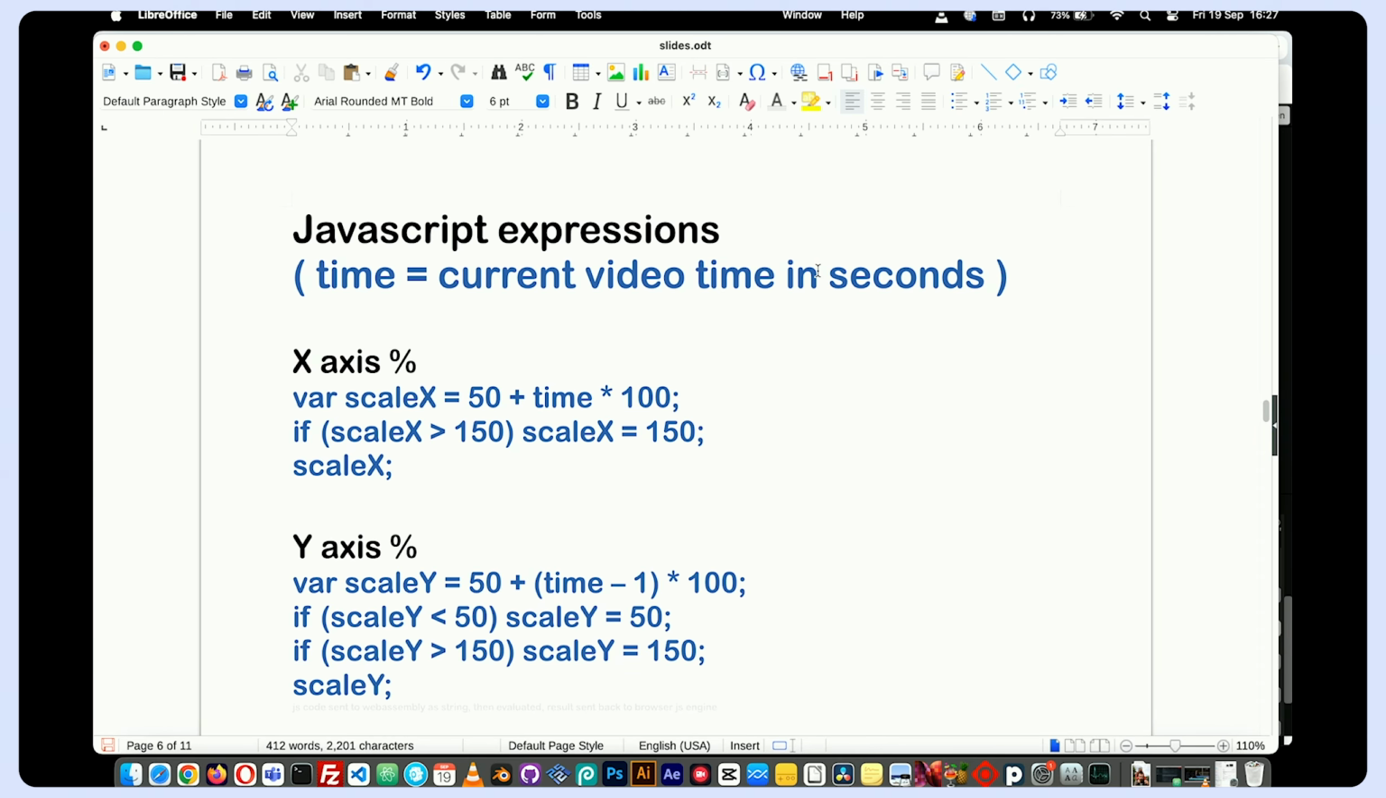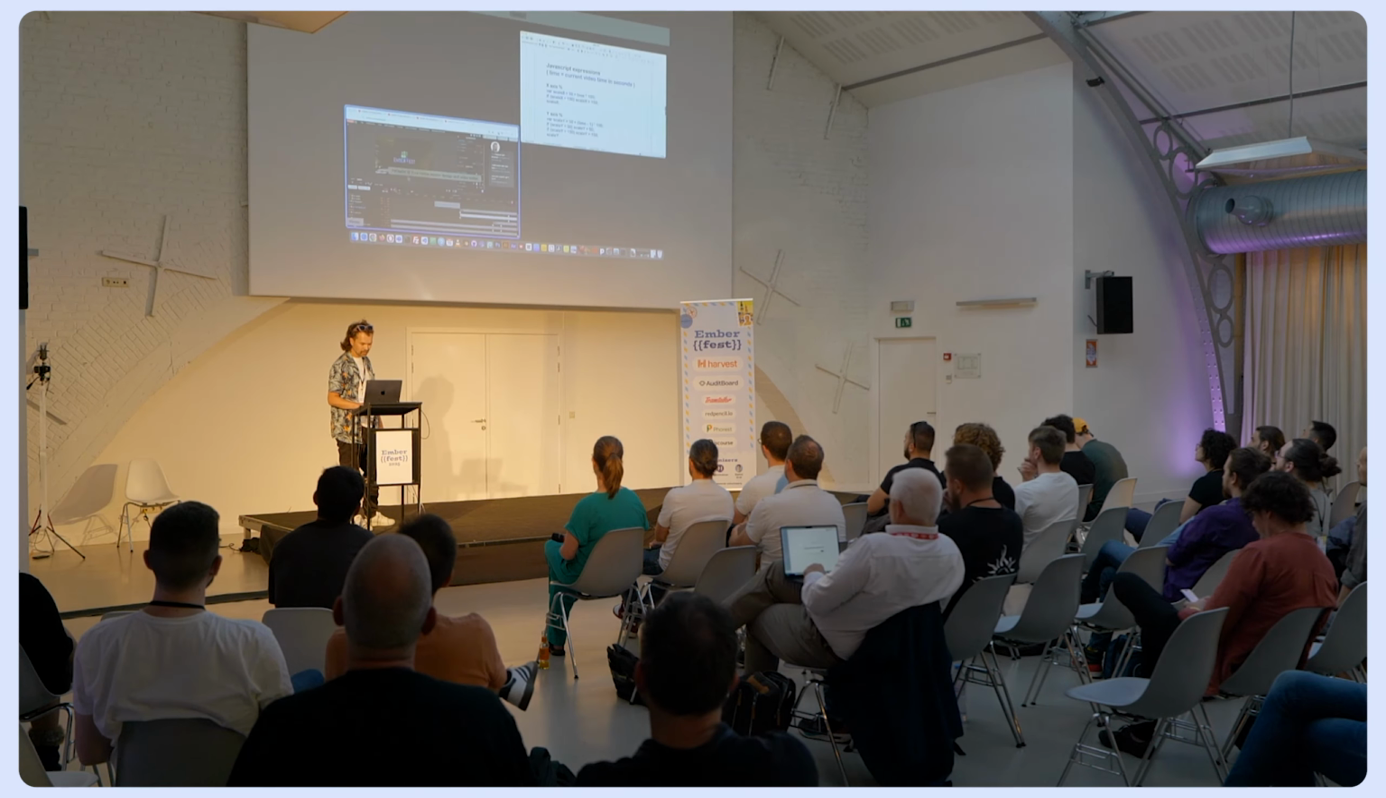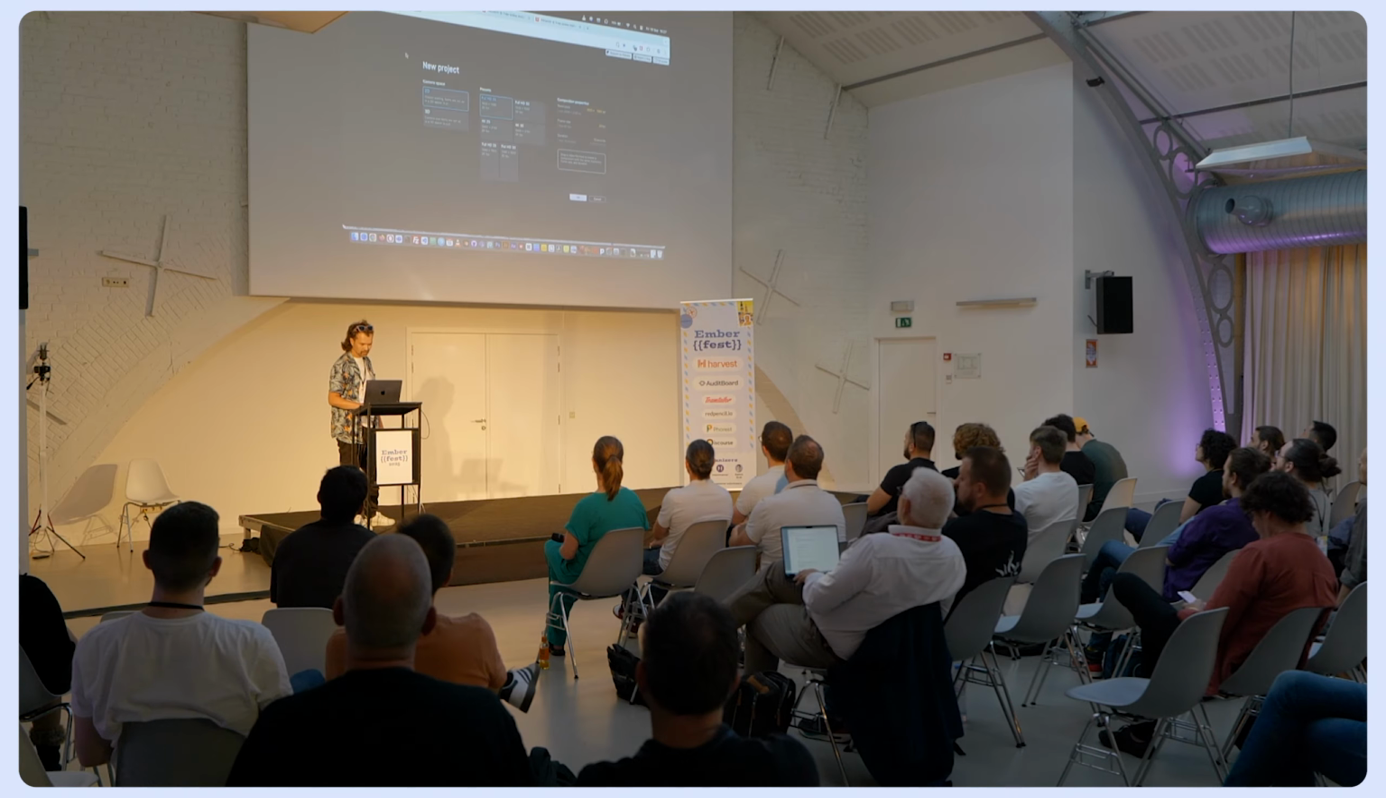Like I said, you can animate everything with JavaScript expressions. Here's a small example. To animate an image, this parameter is for the x-axis in percent. The second parameter is for the y-axis. I'll let you read for a few seconds, but you probably already guess what it's doing. And the end result would be this.